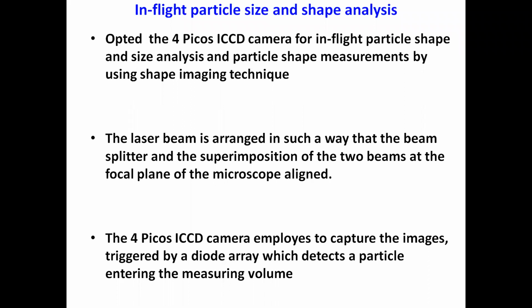In-flight particle size and shape analysis. An ICCD camera is opted for in-flight particle shape and size analysis and particle shape measurement by using the shape imaging technique. The laser beam is arranged in such a way that the beam splitter and the superimposition of the two beams at the focal plane of the microscope must be aligned. The ICCD camera is employed to capture the images, triggered by a diode array which detects a particle entering the measuring volume.